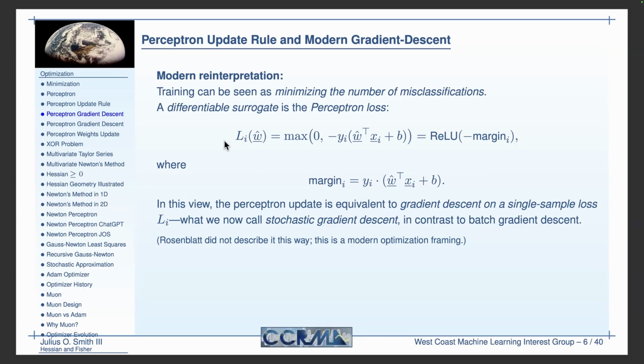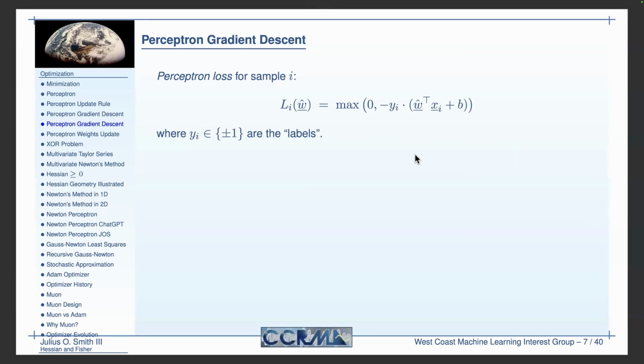Okay, so we got to this update rule, and interpreting it now as an optimization, you can rewrite the update rule as maximizing this. It's the maximum of 0 and minus the output times the pre-activation margin component. That you can also write as ReLU of minus margin. And here it is. And so now you can differentiate it. This is now differentiable, and so then we can apply gradient descent, and that's what we talked about last time.